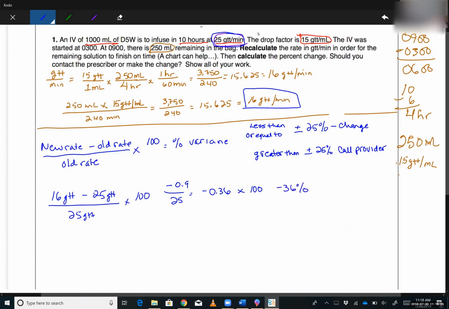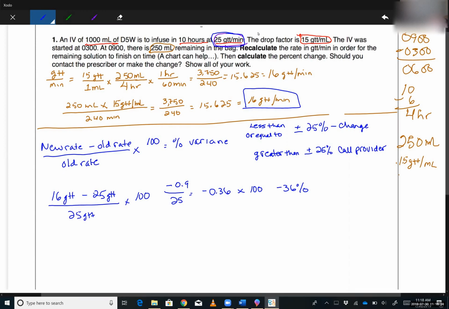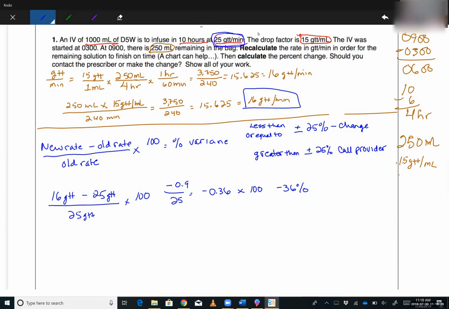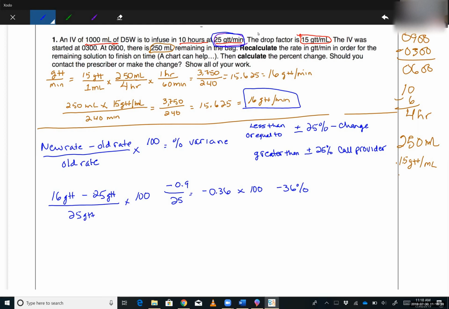Now, the negative simply means that the IV is running slower than it was before. The new rate is slower than the old rate because we have less fluid left to give in the amount of time. So whether it's negative or positive, what you need to concentrate on is whether it is greater than or less than 25%. Because this 36 is greater than 25, we do need to call the provider and let them know the order needs to be adjusted.